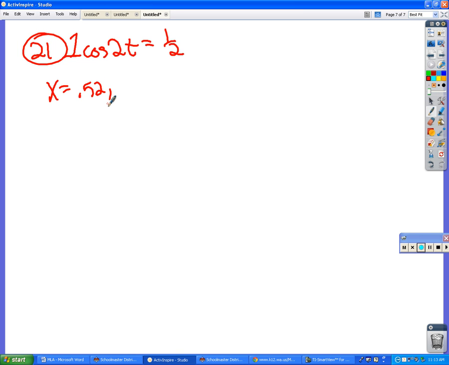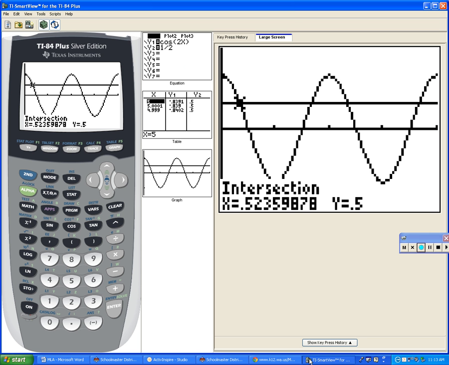And y equals 0.5, but y will always equal 0.5, so we don't care about that. We only want the x values. If you didn't catch that, you got 3 more chances.